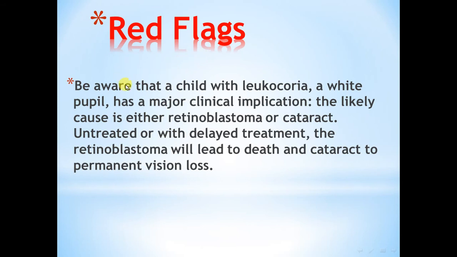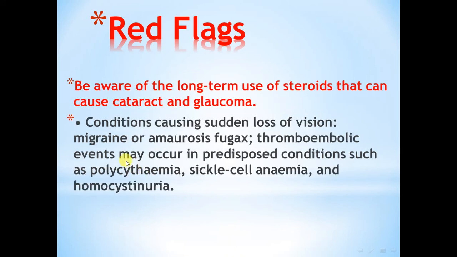Red flags: be aware that a child with leukocoria, a white pupil, has a major clinical implication. The likely cause is either retinoblastoma or cataract. Untreated or with delayed treatment, retinoblastoma will lead to death and cataract to permanent vision loss. Be aware that long-term use of steroid can cause cataract and glaucoma.